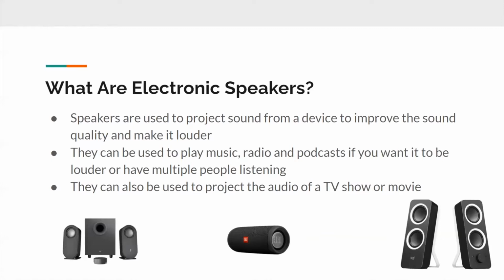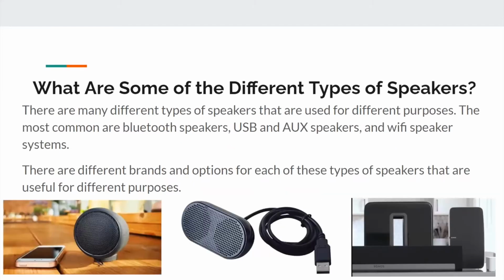So firstly, what are electronic speakers? Speakers are used to project sound from a device to improve the sound quality and make it louder. They can be used to play music, radio, and podcasts if you want it to be louder or have multiple people listening simultaneously. They can also be used to project the audio of a TV show or movie. You can find speakers that are compatible with all kinds of devices, like mobile devices like iPhones, tablets, and Androids, computers, and televisions.